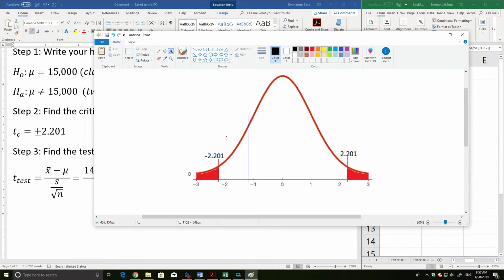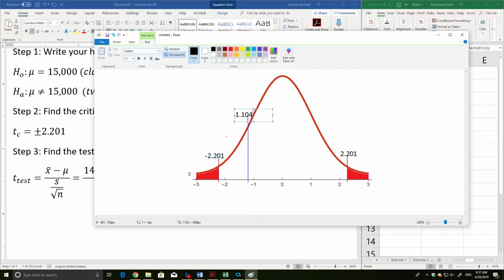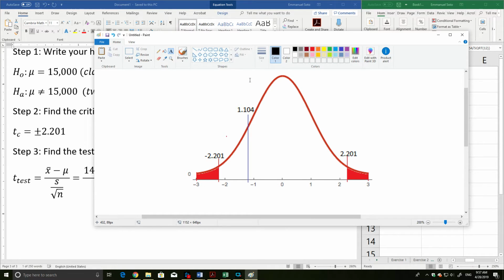Go to our font. And that's my t-test. All right, so this is the diagram of the scenario. So now, as we can see, we are not in our rejection regions. Okay, so if you see here, that's my rejection region there in red, and so is this.